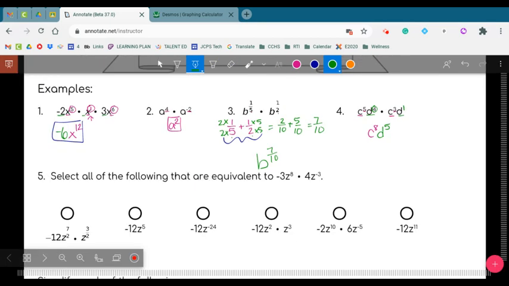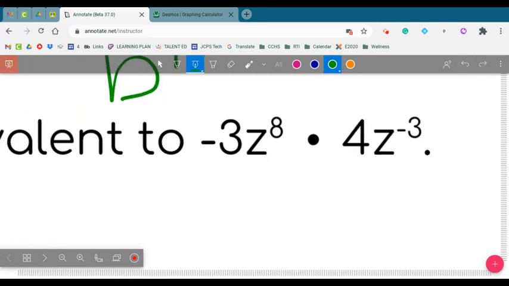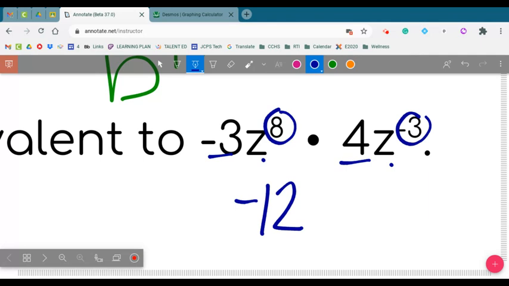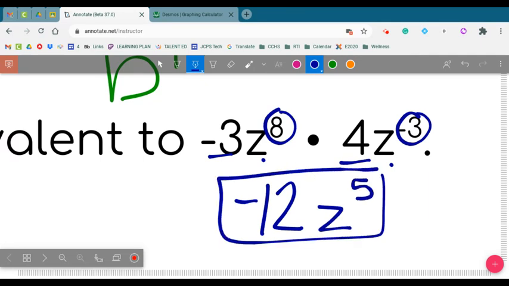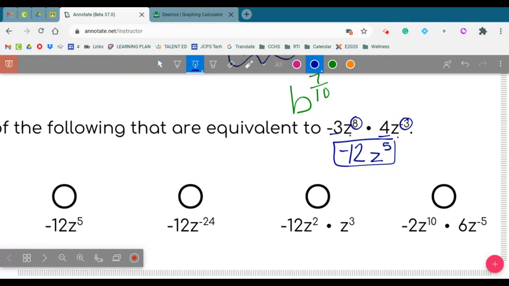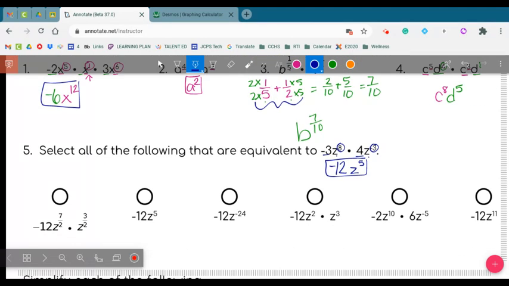Okay, now I'm going to go down to the bottom, and I'm going to see which ones are equivalent to this one. So I'm going to first solve this one. So we have negative 3 z to the 8th times 4 z to the negative 3rd. So I'm going to multiply my coefficients. Negative 3 times 4 is negative 12. You have z and z, so I'm going to add my exponents. 8 and negative 3 is going to give you 5. So that is my ultimate answer. So let's go down to the bottom. Is that one at least one of my answers? Oh, look, it's this one right here. So that's one of my possibilities.